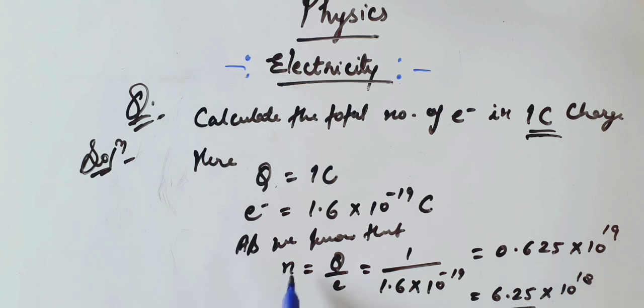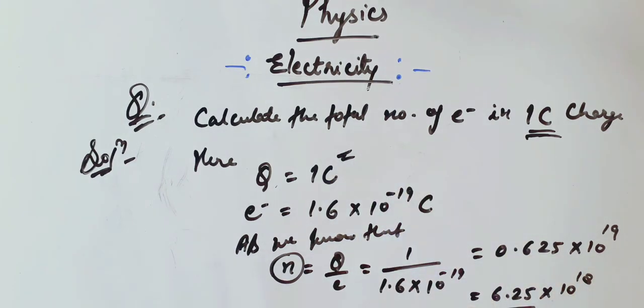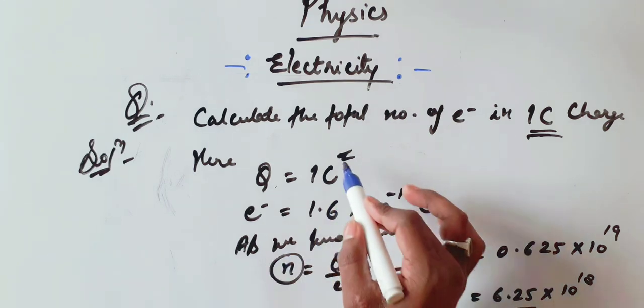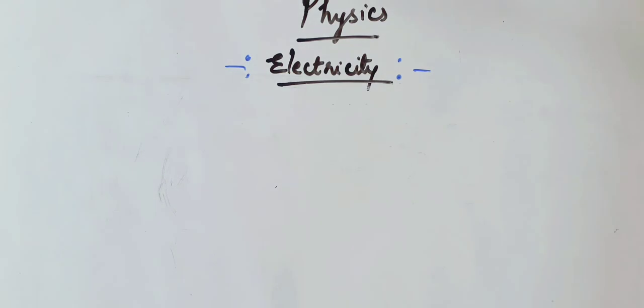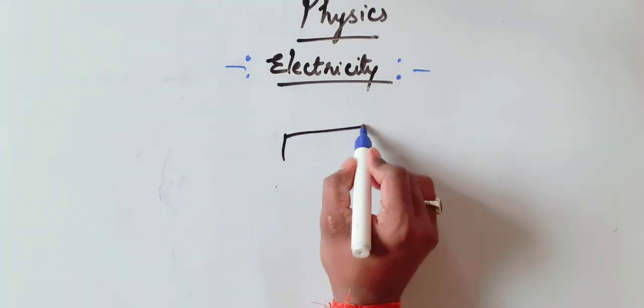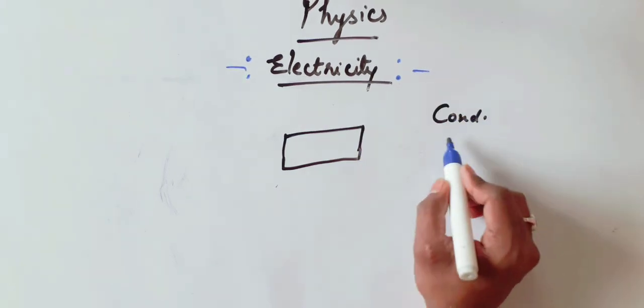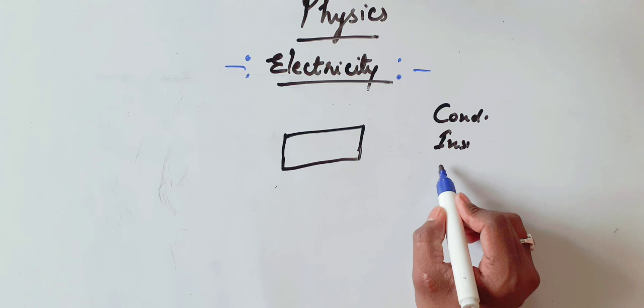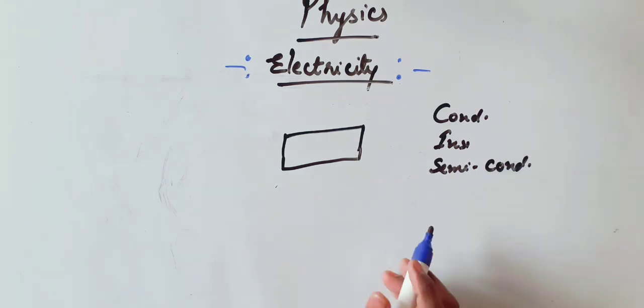Okay, so the number of electrons present in 1 coulomb of charge will be equals to 6.25 into 10 to the power 18. So we can say that coulomb is a bigger quantity of the charge. Now there is a question, how electric current can flow in a conductor. As you know, there are 3 types of material: conductor, insulator, and a semiconductor. Okay, conductor, insulator, and a semiconductor.